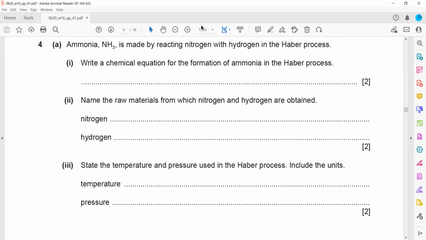Name a raw material from where we obtain nitrogen. So nitrogen is from air, liquid air, and hydrogen is from hydrocarbons.